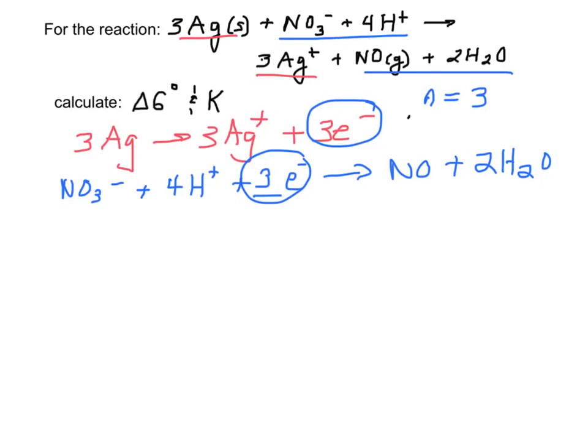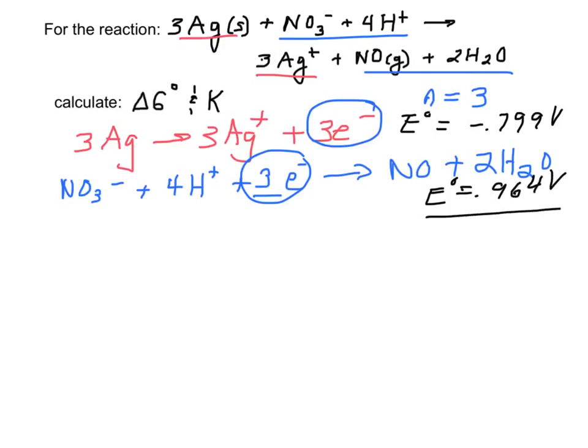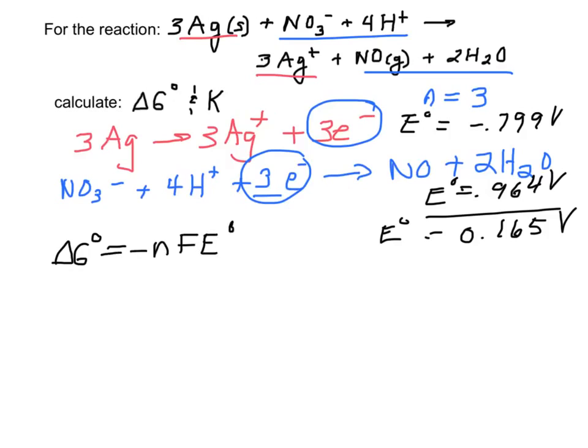So the voltage for this one here from the table is negative 0.799 volts. And for this half reaction, it's 0.964 volts. So the total is going to be 0.165 volts. So there's your standard voltage for that reaction. So what we'll do is take that now and see if we can calculate delta G. So standard delta G is minus NFE0. We're just going to plug in our numbers.